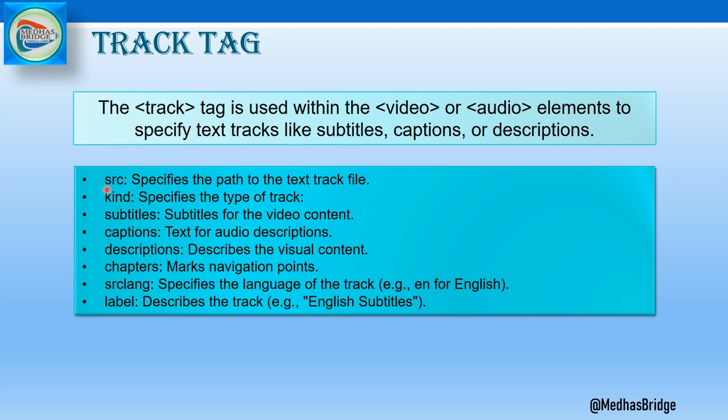So these are the attributes: src, kind (subtitles, captions, descriptions, chapters), srclang, and label. We have to use these in order to put subtitles, captions, or descriptions on a video. This is another good tag which we use. You frequently see it in other videos too, isn't it?